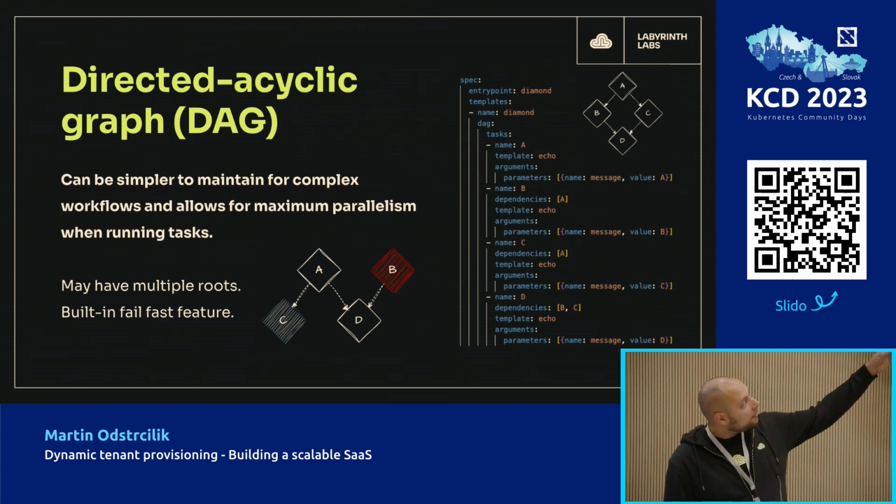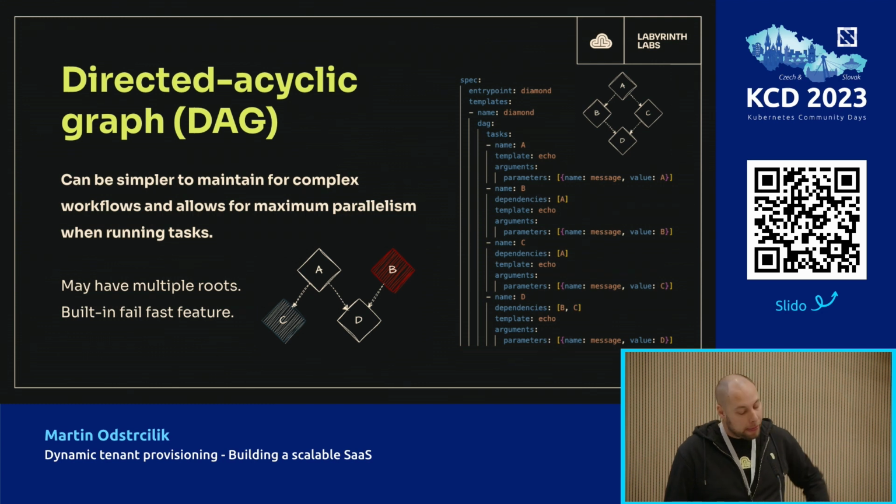You can also have multiple routes with DAG in Argo Workflows. There's the example with A and B on the same level. And also Argo Workflows has built-in mechanism for failing fast. So A and B are executed in parallel, but B fails. That translates to using the fail fast feature that C won't execute. And question for you, what will happen with D? Will it execute or not?